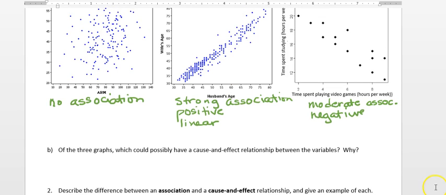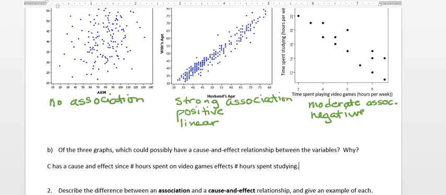So, of those three graphs, it says which one has a cause and effect. And the answer to that particular question there is C has a cause and effect. Now, since the number of hours spent on video games affects the number of hours spent studying. So cause and effect literally means that there is an effect on the second variable.